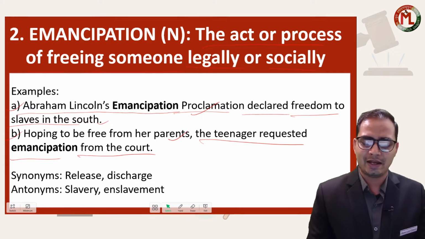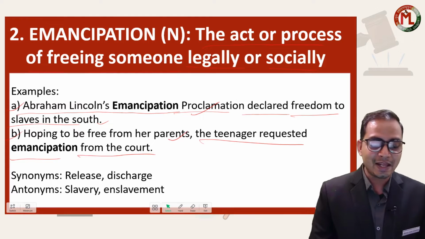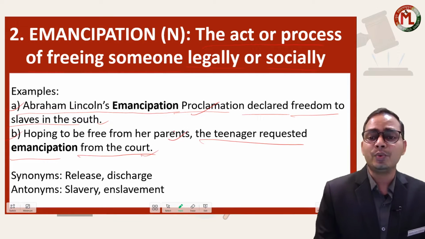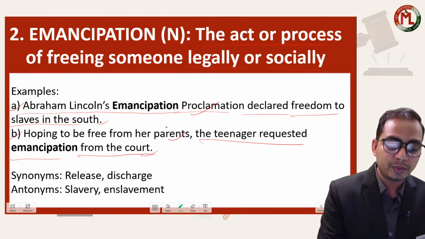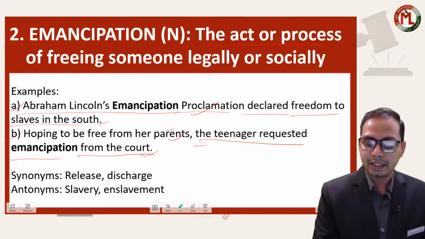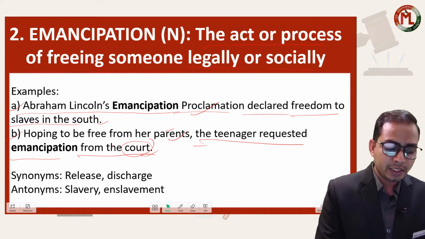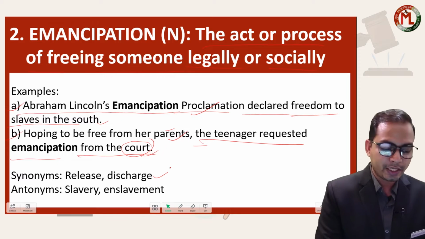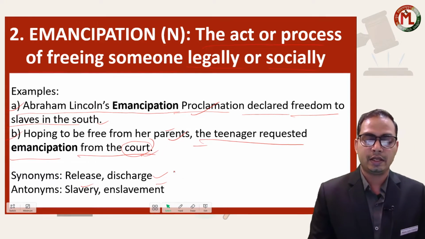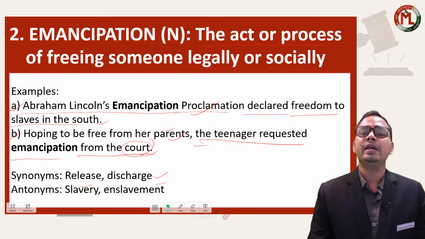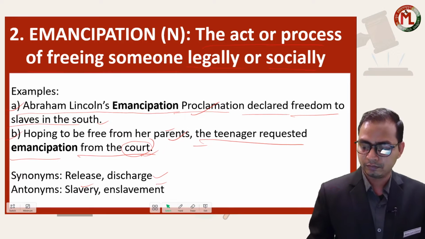It's not good or bad. I don't want to comment anything on bad or good, who are we to decide, but this is the situation there. So the second example suggests that hoping to be free from her parents, the teenager requested emancipation from the court. Alright, so the synonyms are release and discharge, and the antonyms are slavery and enslavement, meaning to keep someone locked up. So emancipate means to set someone free. The noun form of this word is emancipation.